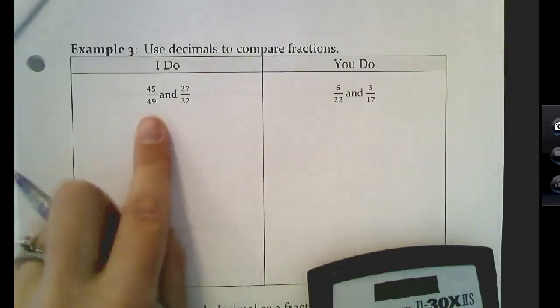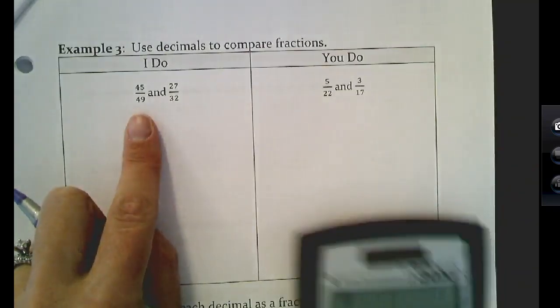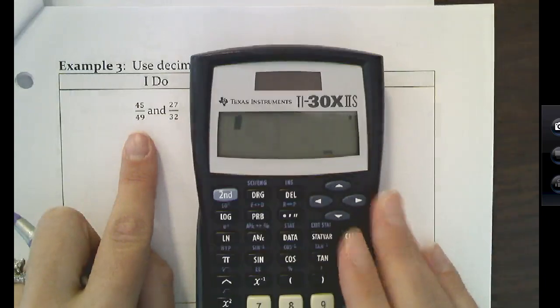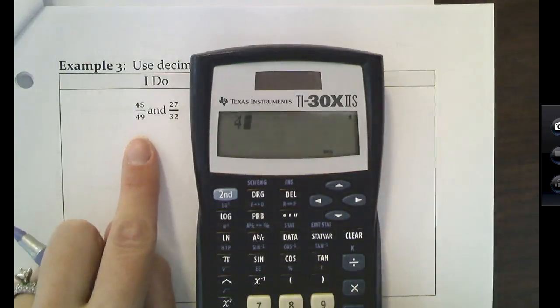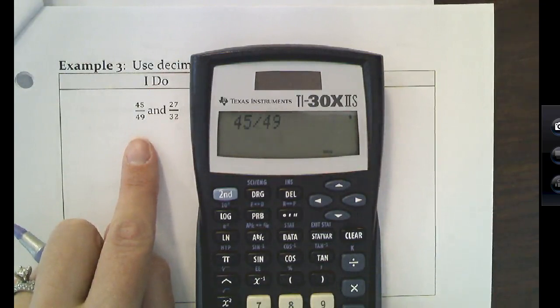So for this first one here, grab your calculators for me. And for this first one, I want you to type 45 divided by 49. So type that into your calculator, 45 divided by 49.